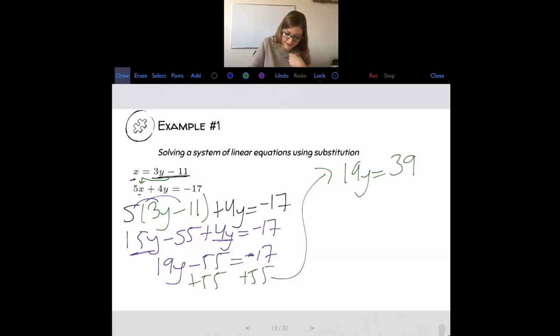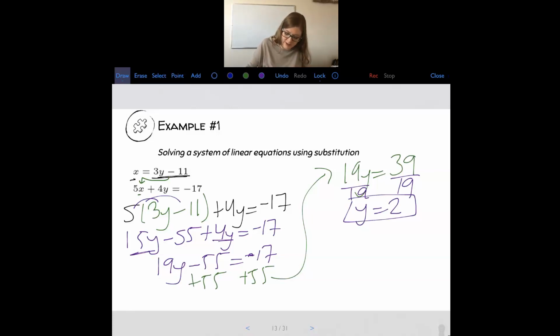Okay, and now here we can solve for y by dividing both sides by 19 to get y is equal to 2. Okay, so that's the first part. Remember that since we're finding an ordered pair for the system, we need an x coordinate and a y coordinate. So far, we've only found the y value. So what we do then is we plug in y equals 2 into either equation, choose which one you'd rather work with to get the x value.